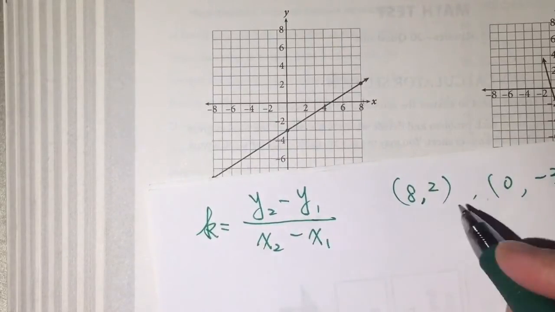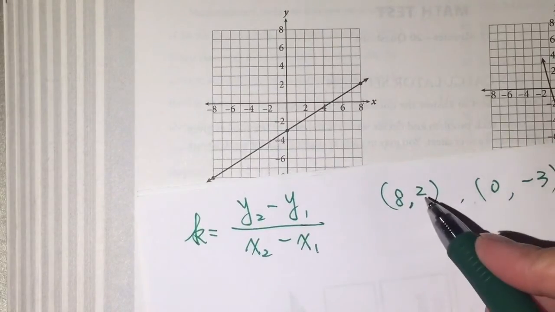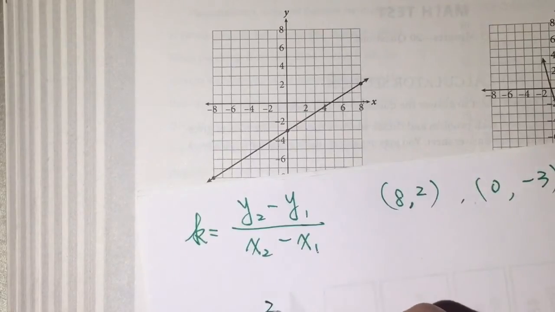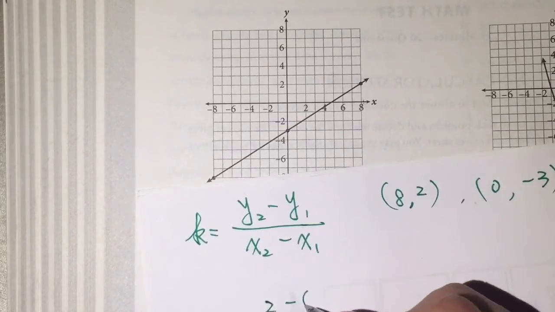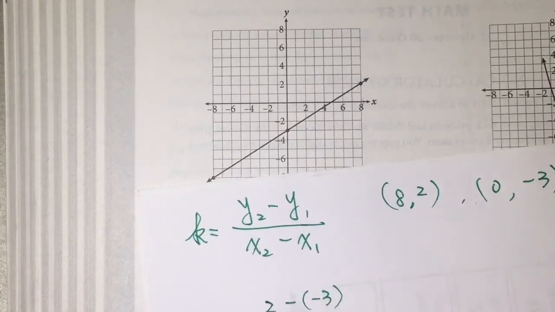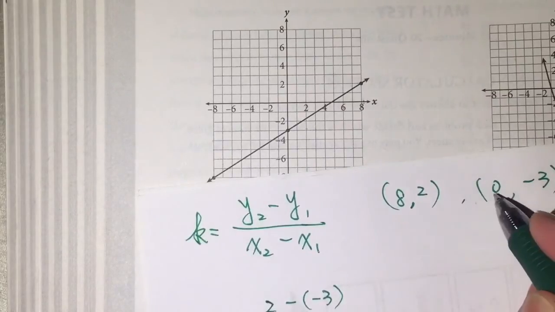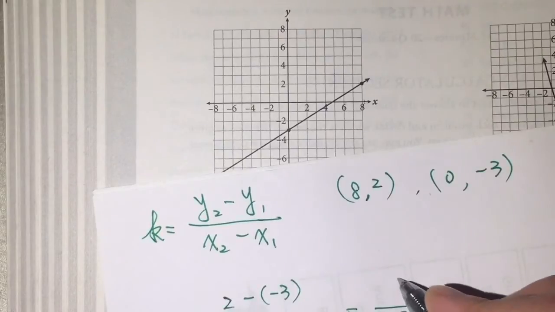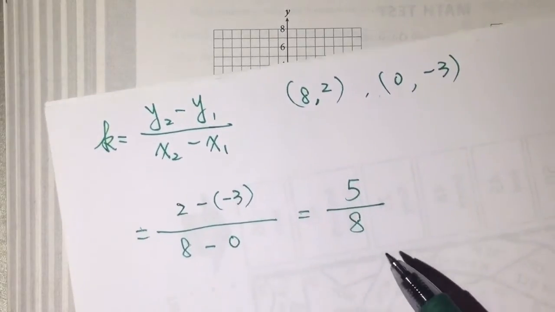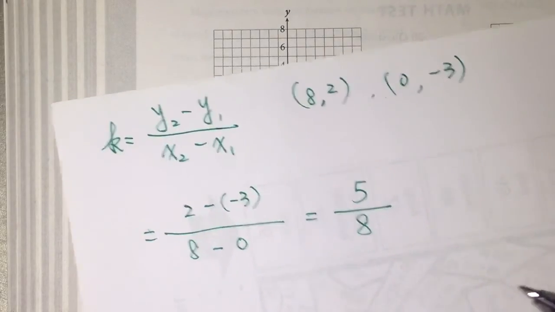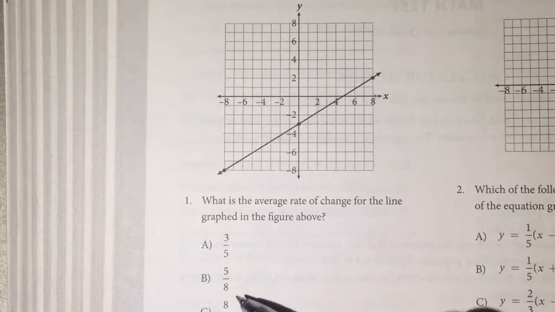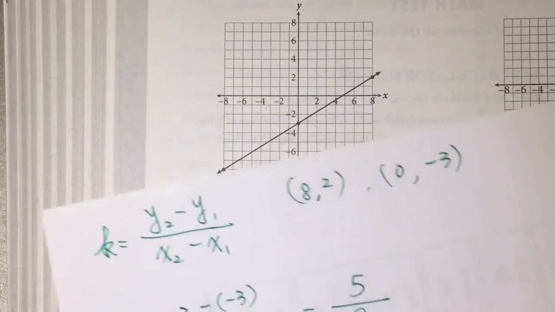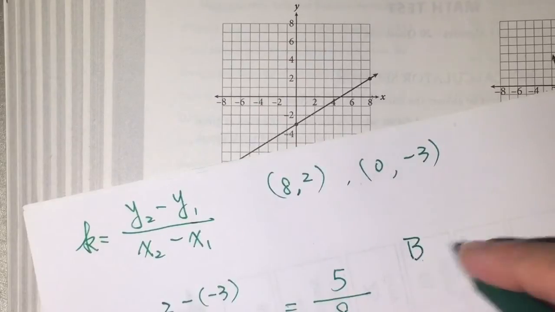So k equals y2, 2 minus -3, over 8 minus 0. So it's 5 over 8. So it's 5/8. Let's take a look here. 5/8. The answer is B.